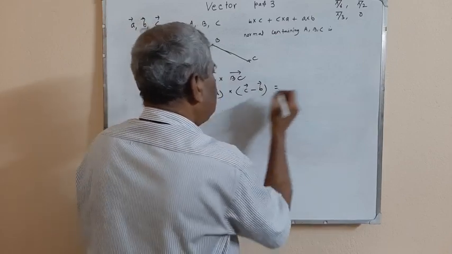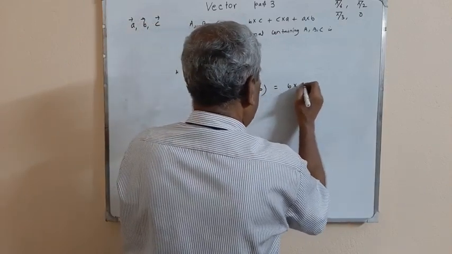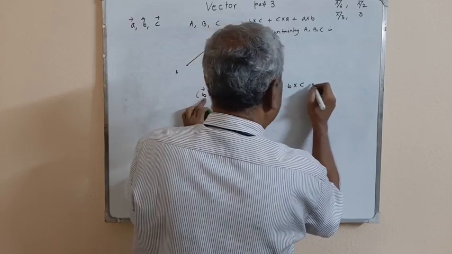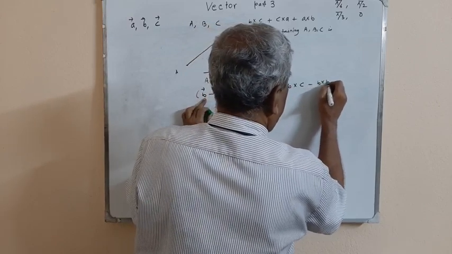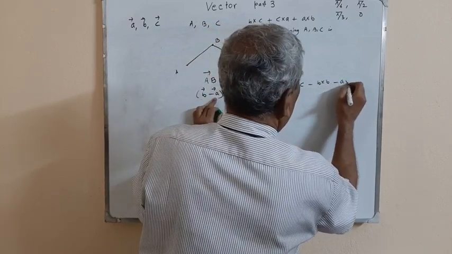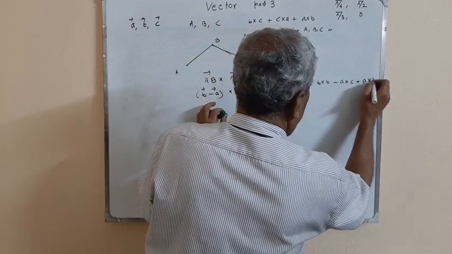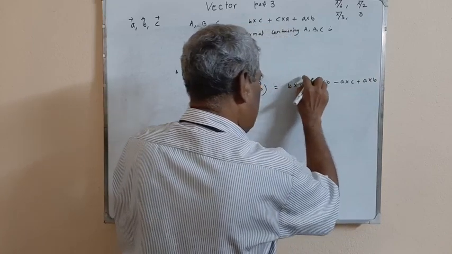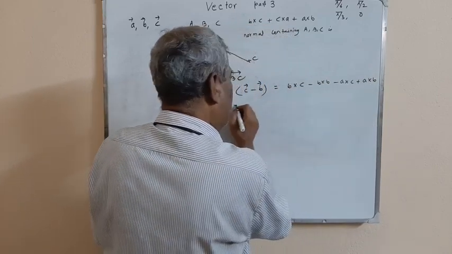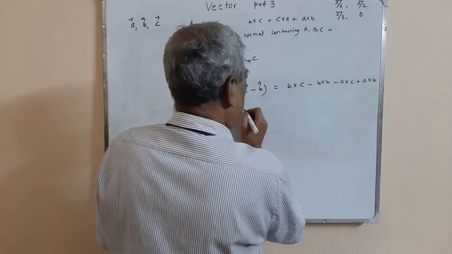It is equal to B cross C minus B cross B minus A cross C plus A cross B. They are all vectors. A, B, C, all are vectors. It is equal to B cross C.